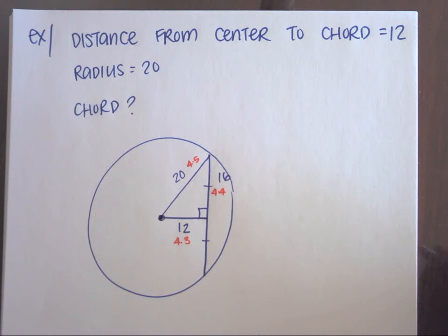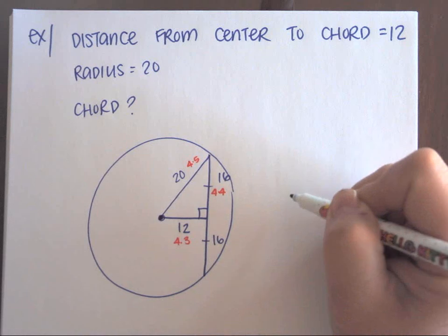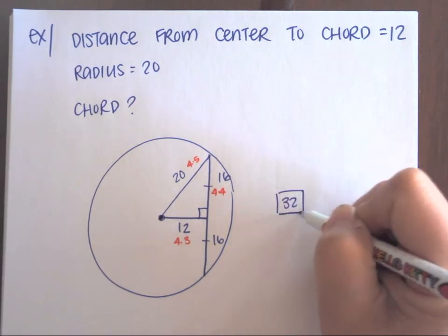A lot of people are going to write 16 as their answer. That's not what the question was asking for. The question is asking for the chord. So if this is 16, this is 16. So the chord is now 32.